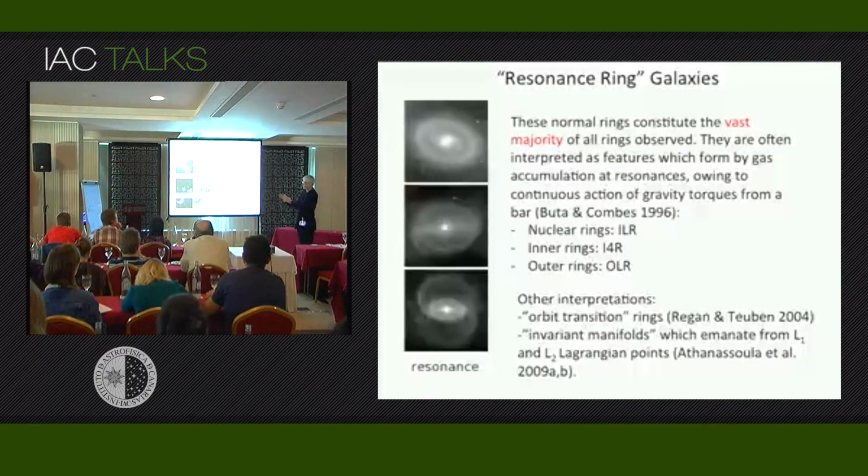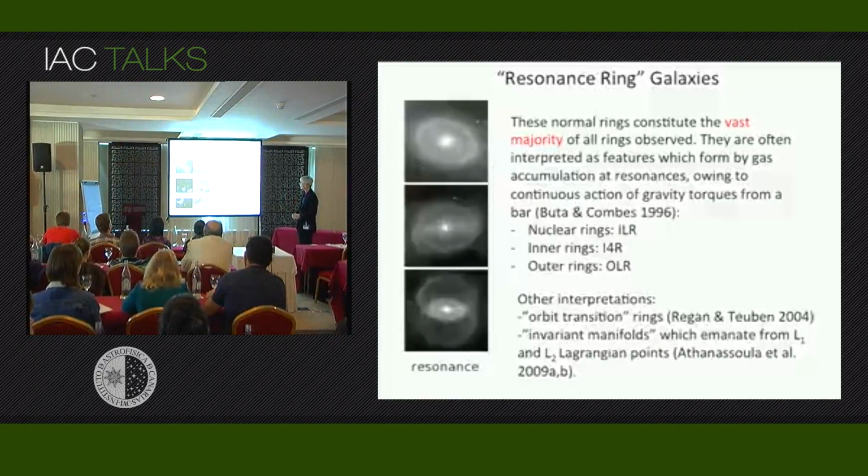They've been identified with resonances: nuclear rings with the inner Lindblad resonance, inner rings with the inner 4-to-1 resonance, outer rings with the outer Lindblad resonance, and we've seen this already. Those aren't the only interpretations. Regan and Teuben, especially for those nuclear rings, concluded that in the presence of a strong bar, maybe some of those resonances don't exist, like the ILR might not exist.